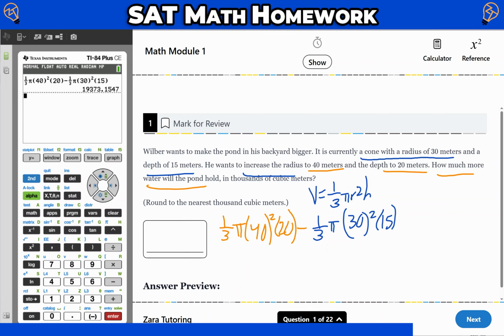Well, they want us to find the amount in thousands of cubic meters. So let's go to the thousands place, which is the 9. The number to the right of it, because it's either a 0, 1, 2, 3, or 4, says stay. If it was a 5, 6, 7, 8, or 9, we would have rounded up. So it's going to stay at 19,000, making the correct answer 19.